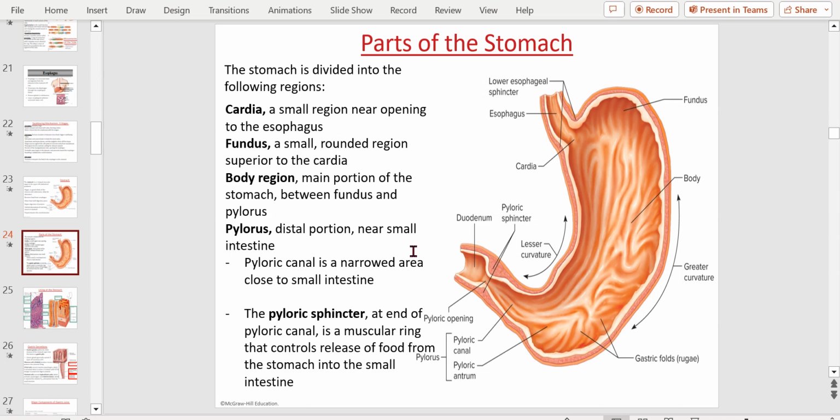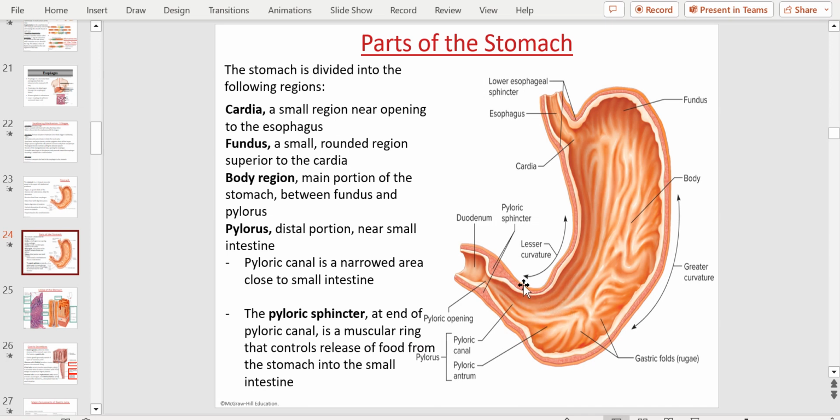The stomach is divided into the following regions. You have the cardia region, a small region near the opening of the esophagus. The fundus region. Do you know any other organs that have a fundus? Well, you'll have to wait till week 13 when we do reproduction. You'll see that the uterus also has a fundus, this area jutting up. The body region is the main portion of the stomach between the fundus and the pylorus, which is down here. This is called your pylorus region.